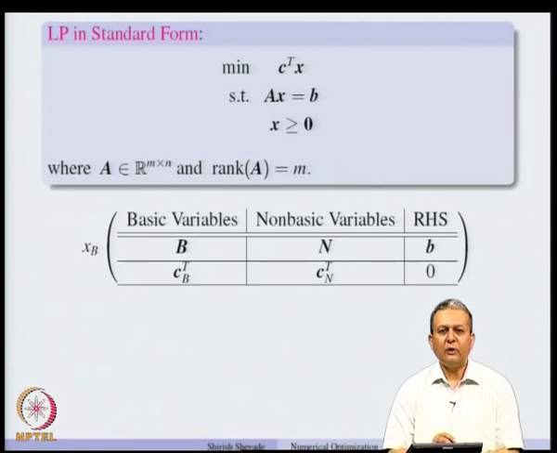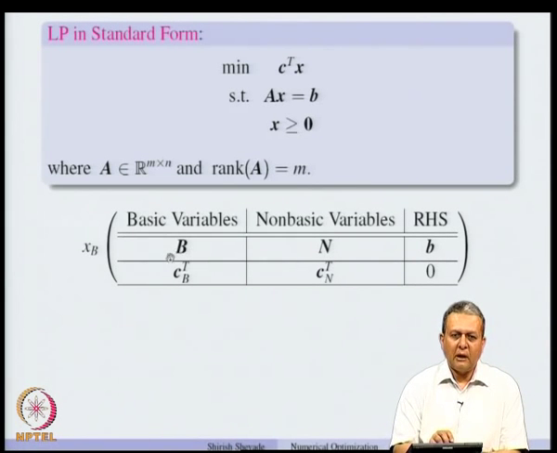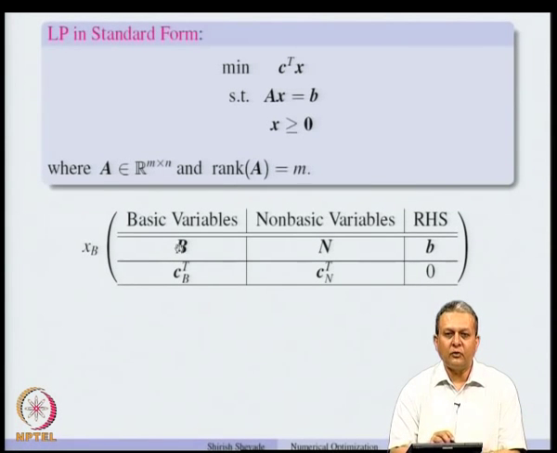So, how do we get B inverse b? Let us do some matrix operations. Multiply the first m rows, or the matrix B, by B inverse, which will make it an identity matrix. Then this matrix will become the B inverse N matrix, and this entry will be B inverse b.